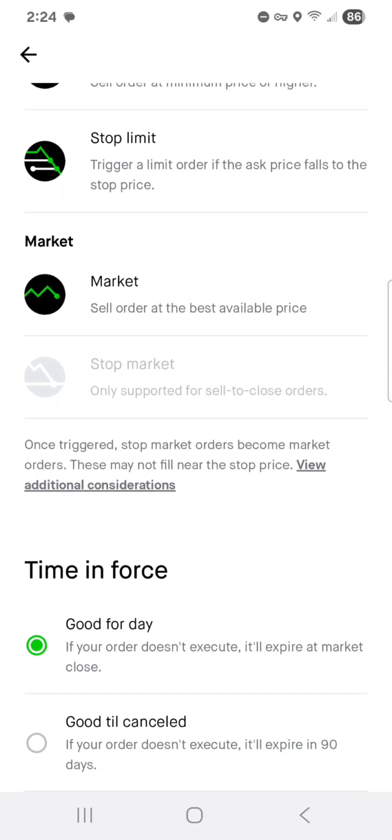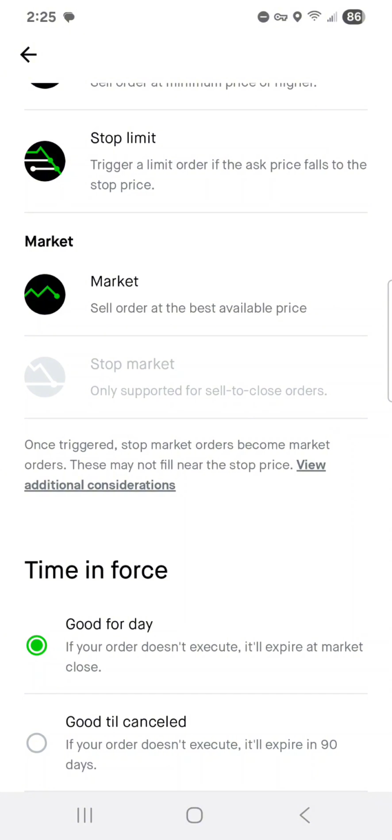In time in force, you can set this for good for day, which means that if it doesn't fill, it'll cancel at the end of the market. I like to do these for options because stock prices are always changing. Therefore, the options market is always changing. Time decay is a factor to consider, and that's going to be changing the prices of these things. So I usually do a good for day on these things.